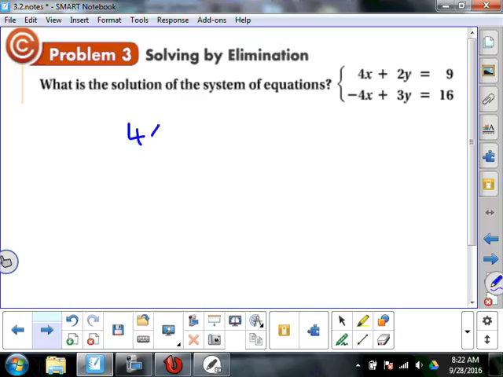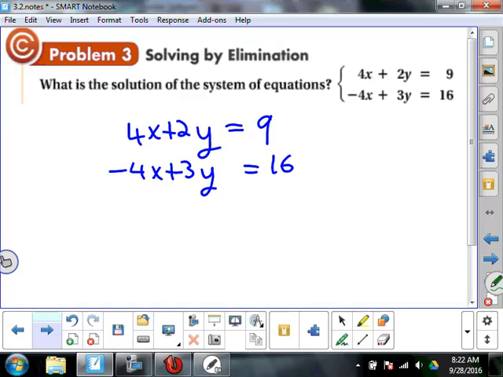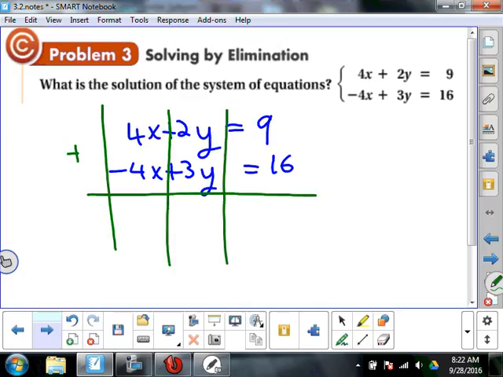We've got 4x plus 2y, and that's 9. We've got negative 4x plus 3y, and that's 16. And what we're going to do is add these things right down the columns. Down that column, down that column, down that column, down that column. All right? So what do we get? 5y, awesome. 5y equals 25, good. And when we divide by 5, we get that y equals 5.